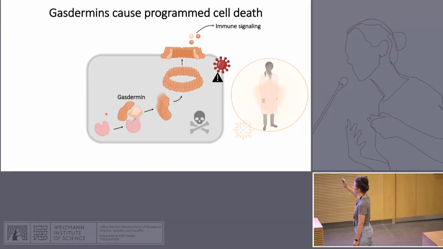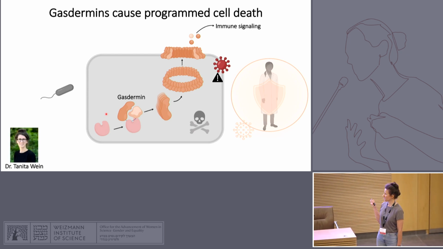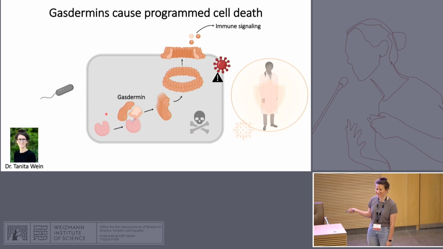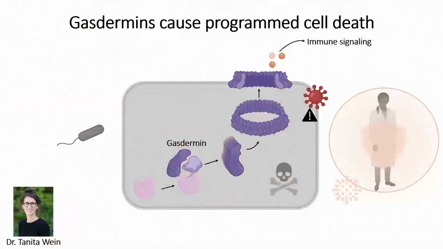For a long time, we thought this was unique to animals, until my advisor, Dr. Tanita Vine, had discovered that bacteria can do the same thing. And I don't mean it conceptually, I mean that they have the exact same proteins. She discovered that when bacteria are infected with phages, the same processes take place, gasdermin proteins are cleaved and create these pores that lead to the death of the infected cell.